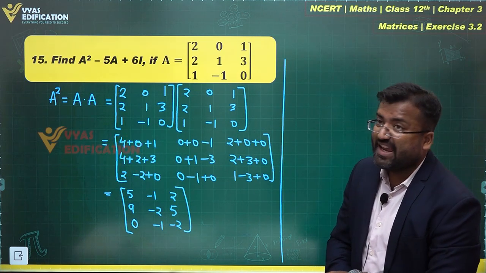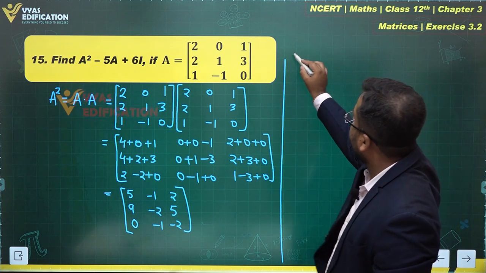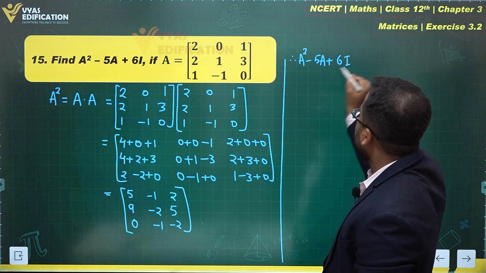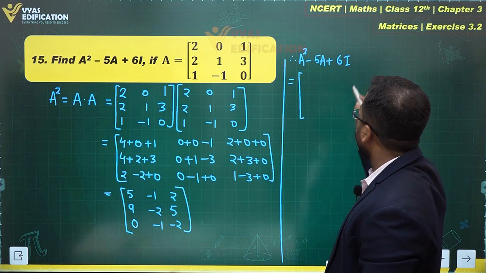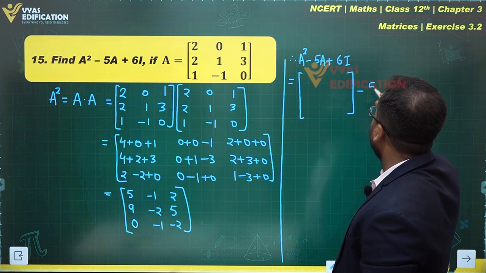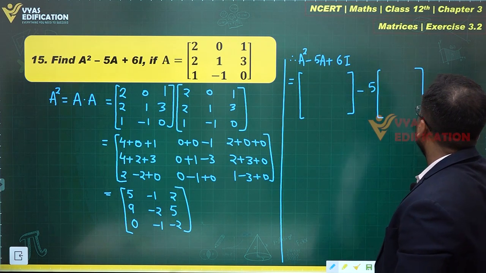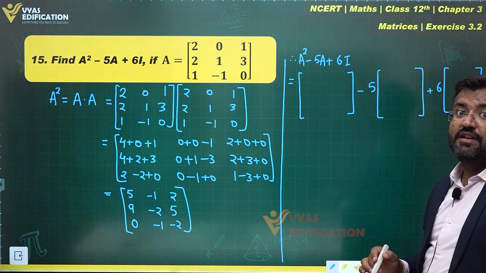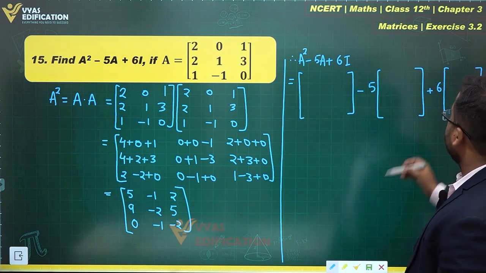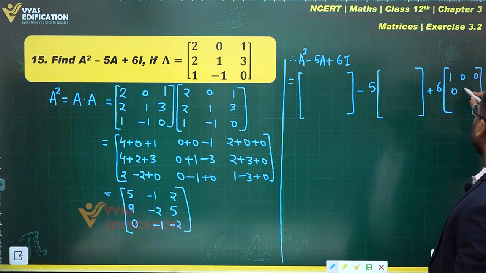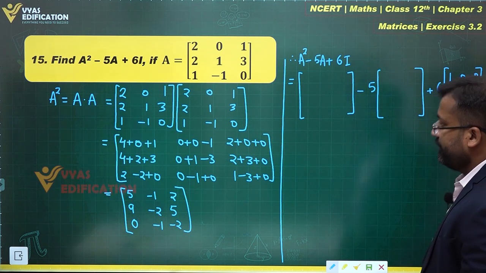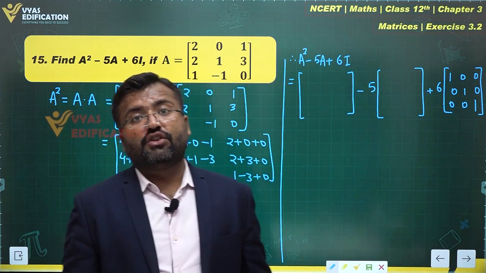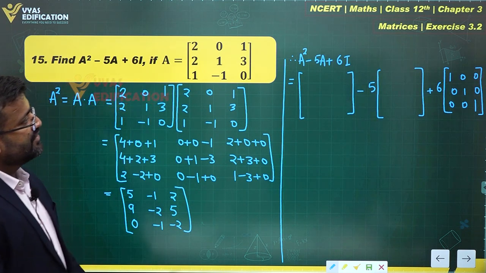We already know A and we know I. So A squared minus 5A plus 6I is equal to the matrix A squared minus 5 times the matrix A plus 6 times the matrix I. I is a 3 by 3 identity matrix. This is 1, 0, 0, 0, 1, 0, 0, 0, 1. The diagonal elements are 1, 1, 1, and the rest of the elements are 0.